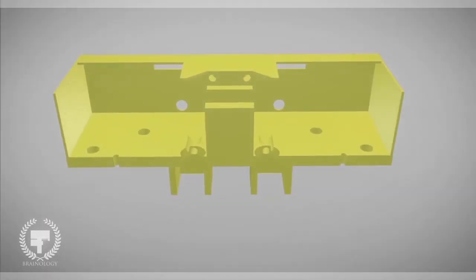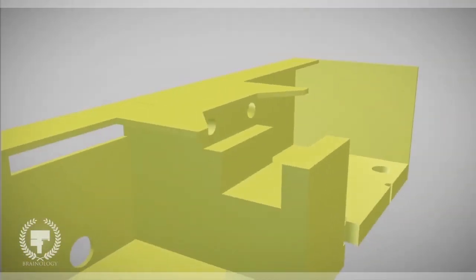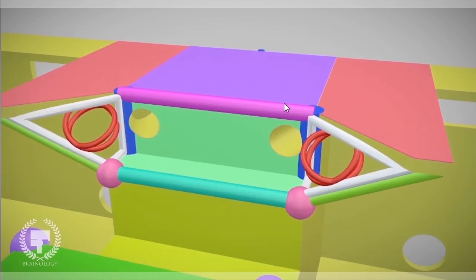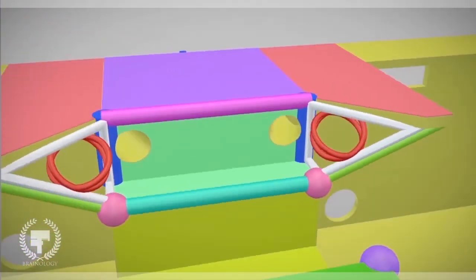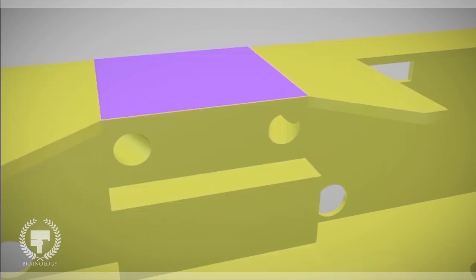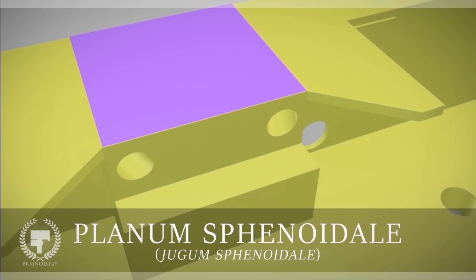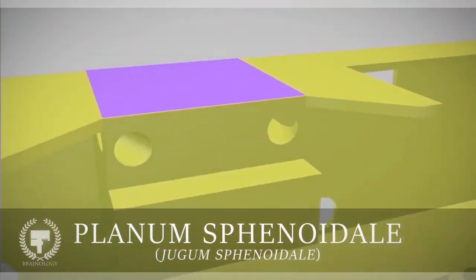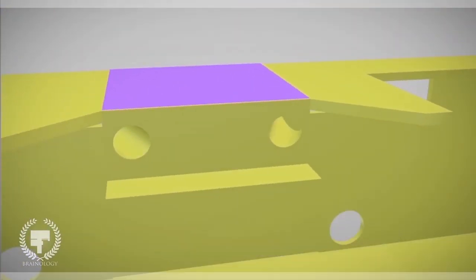I want to give you a more detailed look on some of the anatomic structures of the central part of the sphenoid bone, which are highly relevant for neuroanatomists as well as neurosurgeons. Here I have outlined different segments in different colors. So this part is called the planum sphenoidale, plane of the sphenoid bone, or is sometimes referred to as the jugum sphenoidale. So it is somewhat like a plane, as you can see.